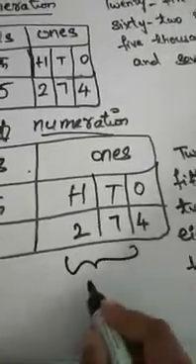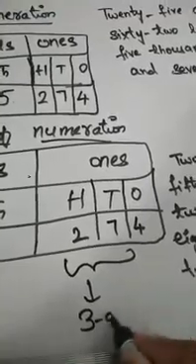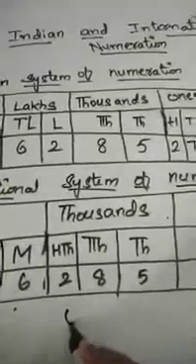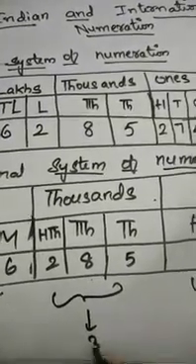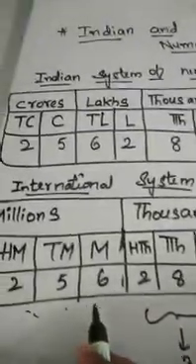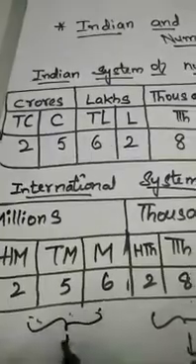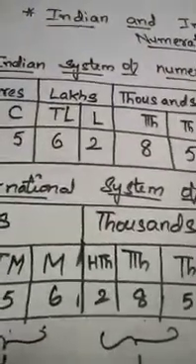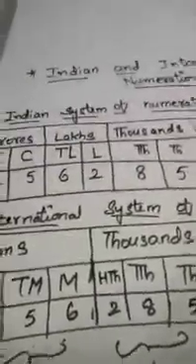So again, in ones we have 3 digits: ones, tens, hundred. In thousands, again 3 digits: 1,000, 10,000 and 100,000. Next, in millions, again 3 digits: million, 10 million, 100 million. So this is about the Indian and international systems of numeration.